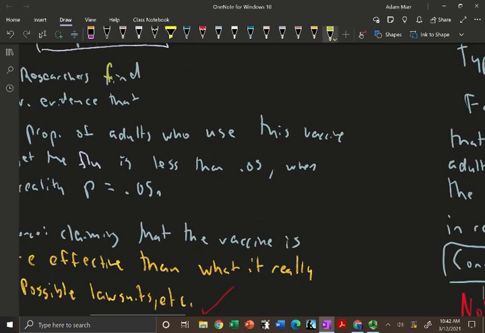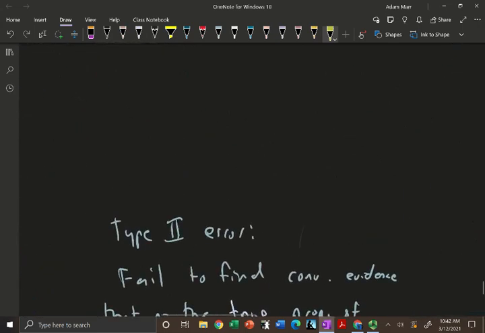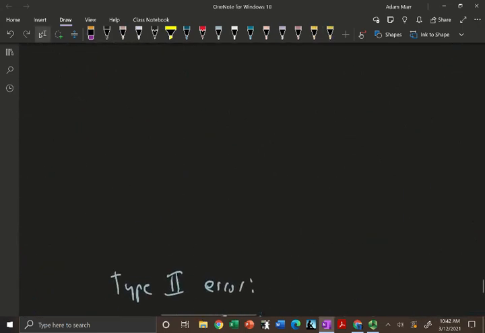Okay, type 2 error. Just remember about type 2 errors. This is when it's too careful.